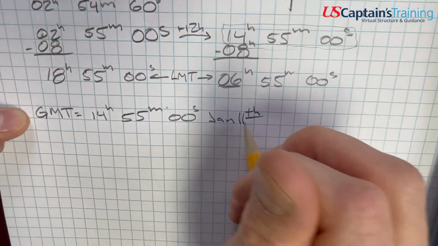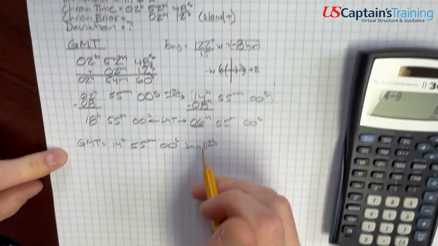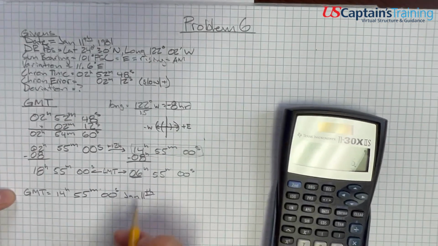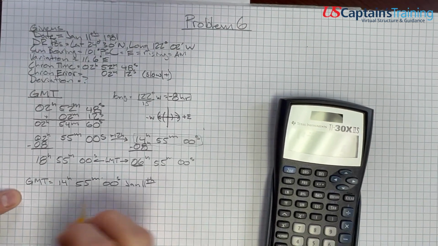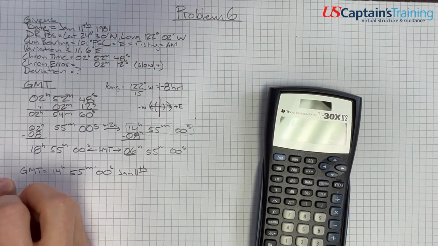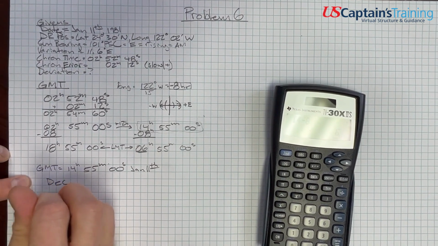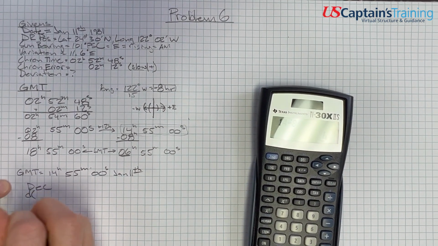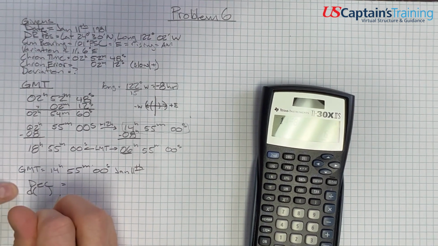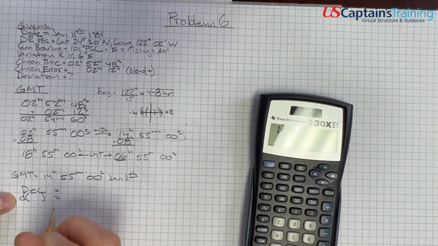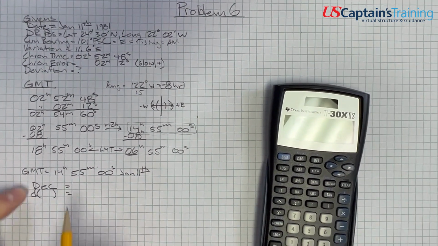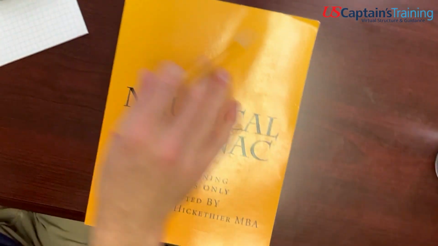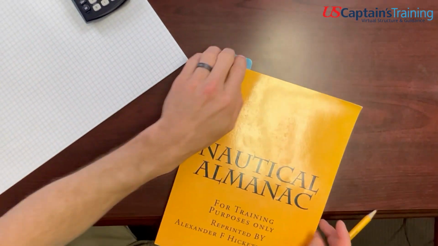Figuring out what day it is is one of the most difficult parts of this problem, in my opinion. So with this GMT, now we can get our declination. We're going to get our D value and figure out if it's added or subtracted. So we need to go into the Nautical Almanac for January 11th, 14 hours.